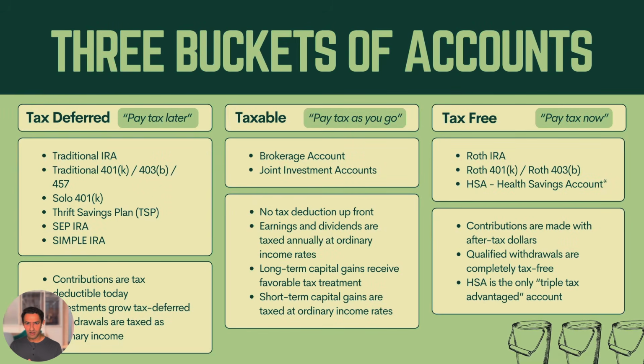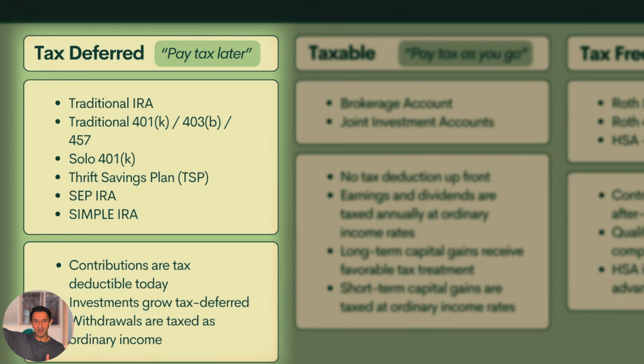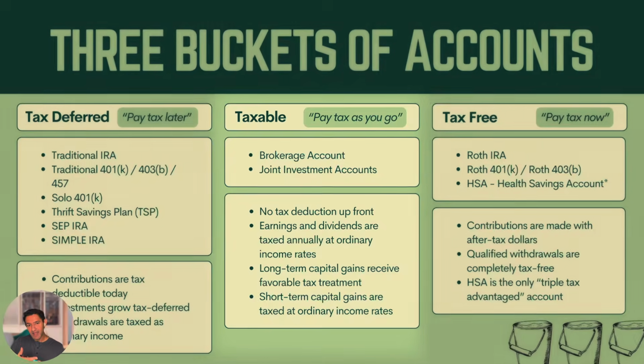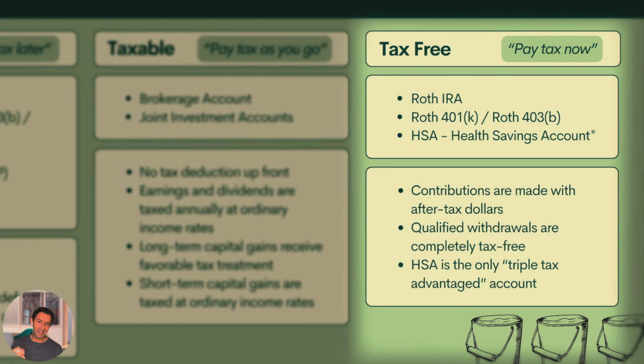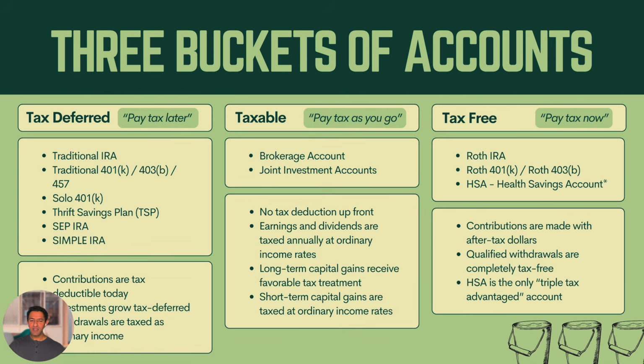Tax deferred accounts are pay tax later. That's how you want to think of these accounts. Taxable accounts are pay tax as you go, and tax-free accounts are pay tax now. Tax-free is a bit misleading, and we'll get into why in just a second. But that's how you want to think about these accounts. So let's start with tax deferred.